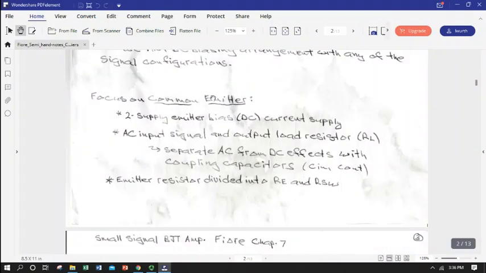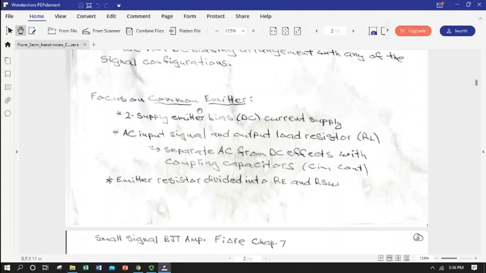Okay. The common designations with configuration don't really apply to our DC biasing. They apply to our AC signal only. Okay. So we're going to focus on common emitter. It's a good test case to use to understand things.